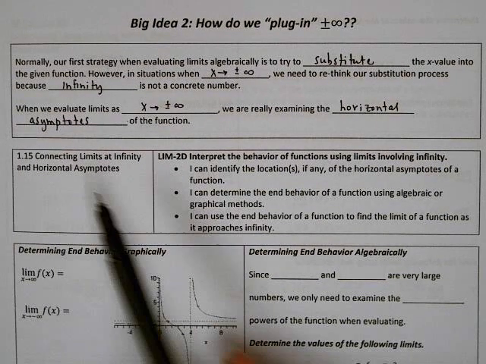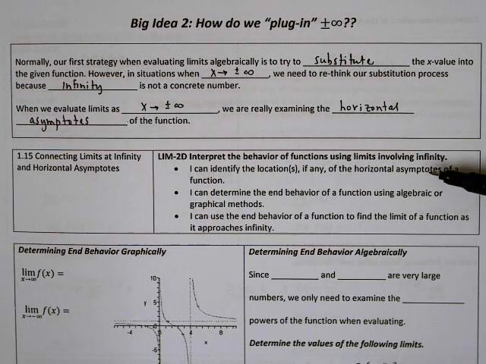So here's our learning targets for this. We need to be able to identify the locations of the horizontal asymptotes of a function, determine the end behavior of a function using algebraic or graphical methods, and then use the end behavior of a function to find the limit of a function as it approaches infinity.